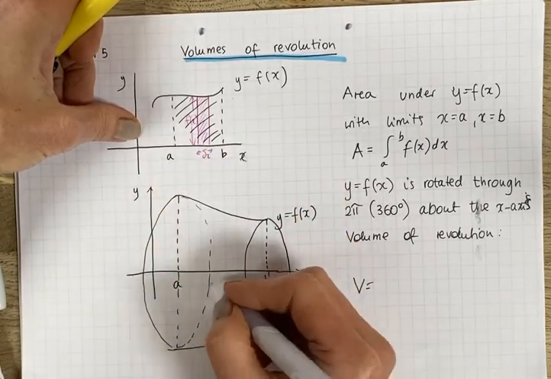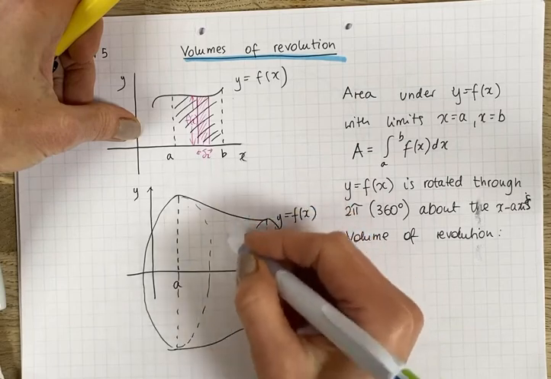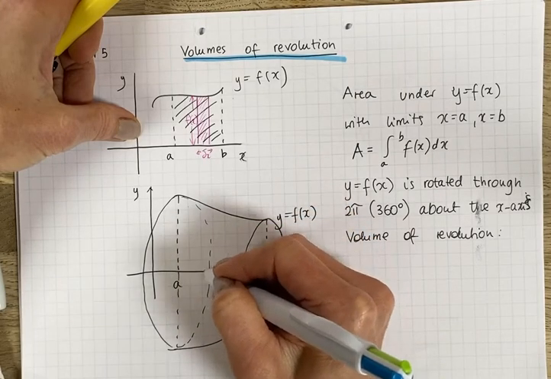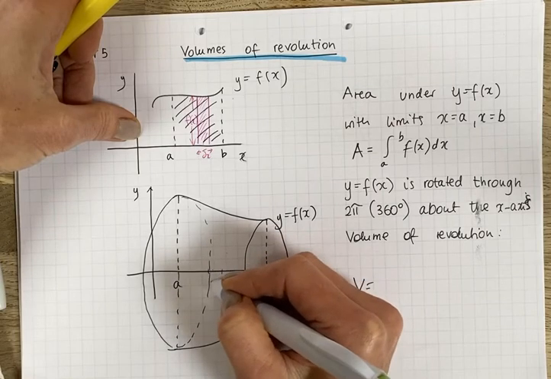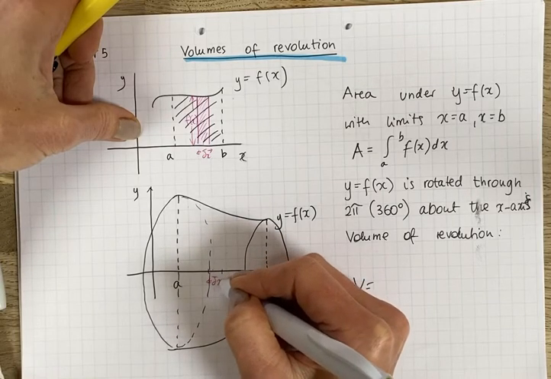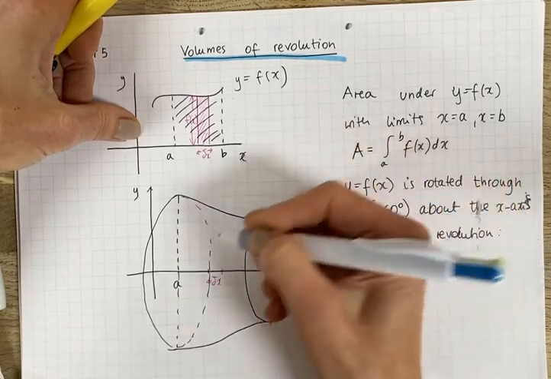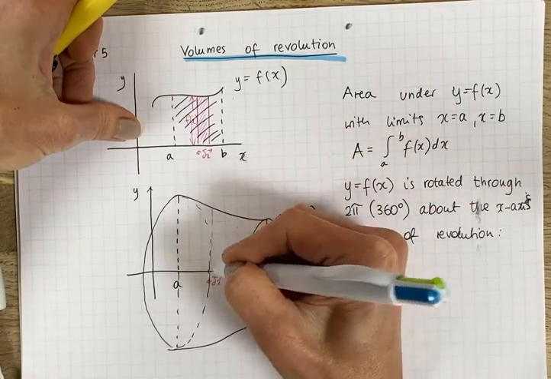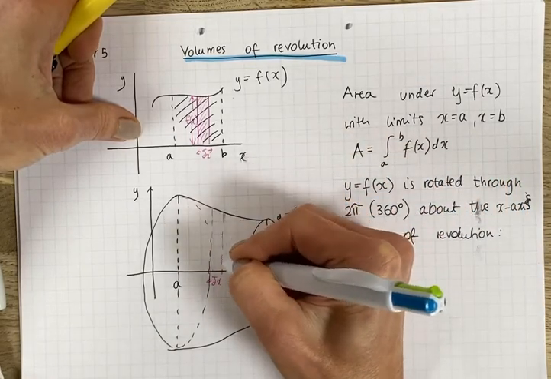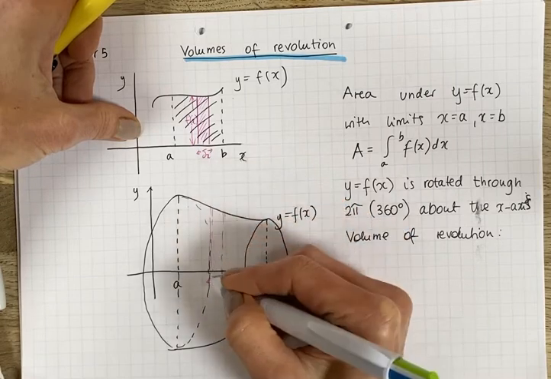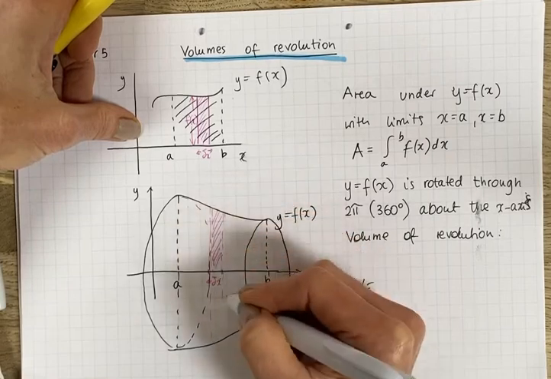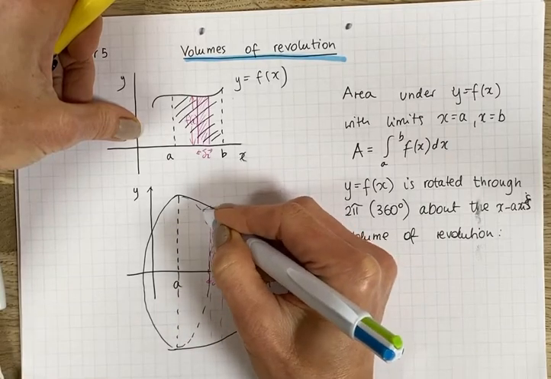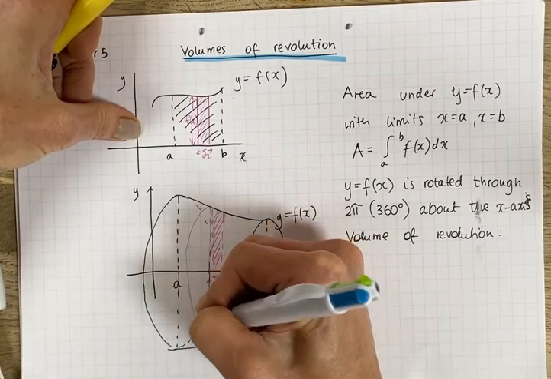So if you think about the volumes of revolution, imagine you just cut a little section somewhere between a and b of thickness delta x, which is tiny. I've drawn it quite thick, but that section is going to be quite tiny. There we go. What we're going to do is imagine spinning it around. There you go.